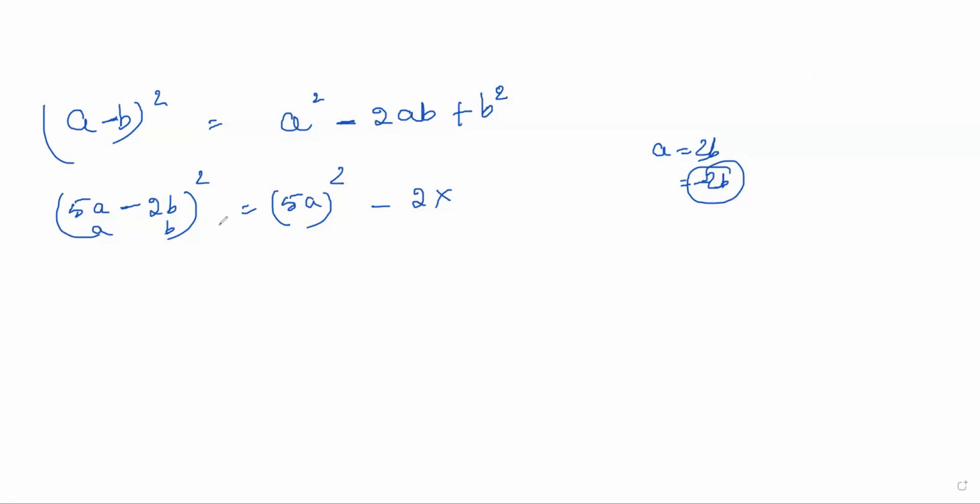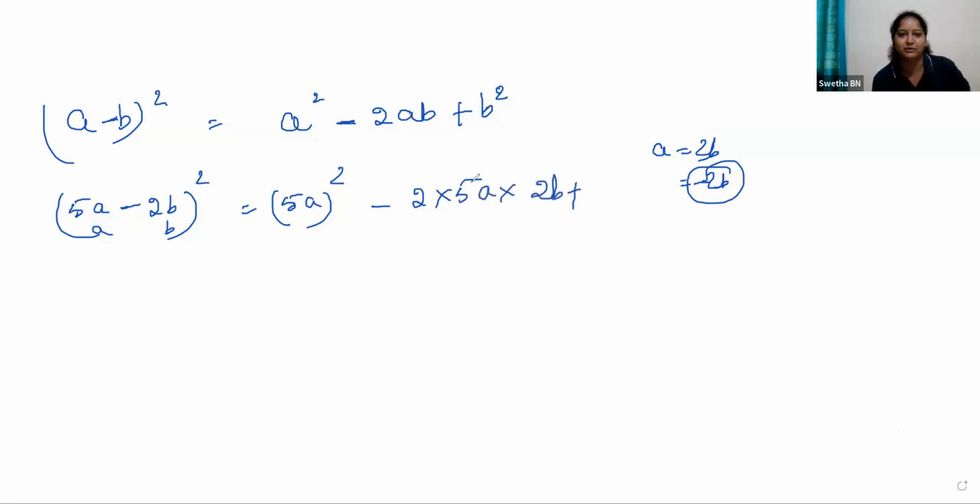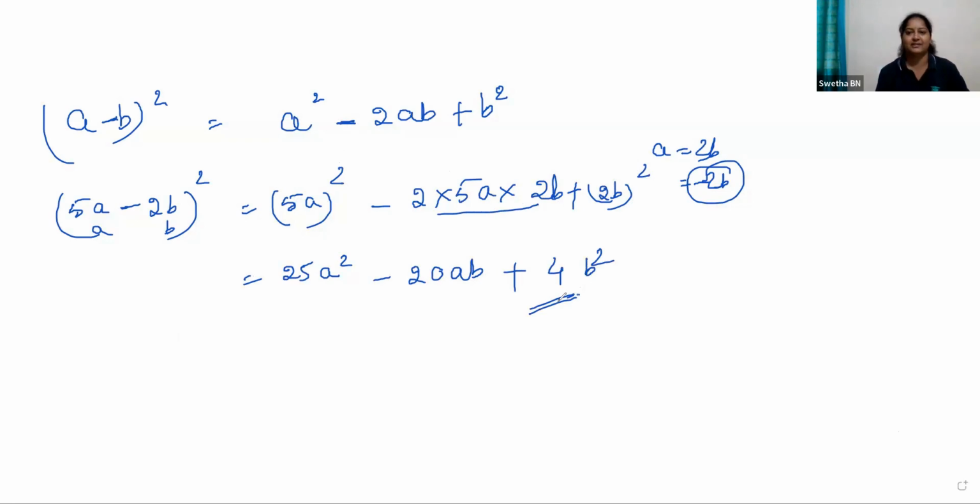Ma'am, here, I got the answer. Very good. Okay, 5a into 2b plus, what is b here? (2b) whole square. Right, now, children? So what is (5a) whole square? 5 square is 25, a square, right? 5 twos are 10, 10 twos are 20, a into b is ab, plus (2b) whole square. 2 square is 4 and b square. This is your answer.